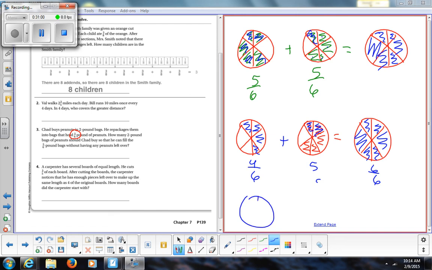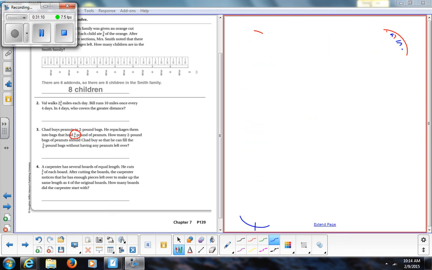Okay, we could just keep going on and on and on about this, but I don't really want to because that takes a long time. So I'm just going to add until I get whole numbers. On your whiteboards, I want you to add 5/6 plus 5/6. Till you get to a whole.